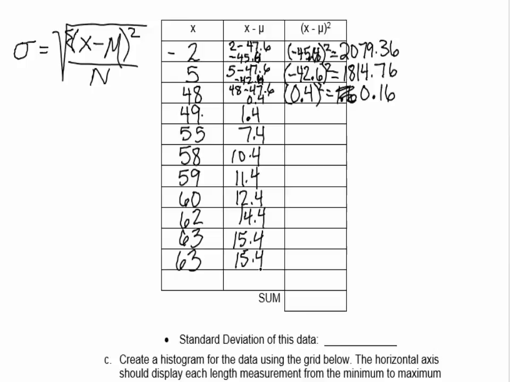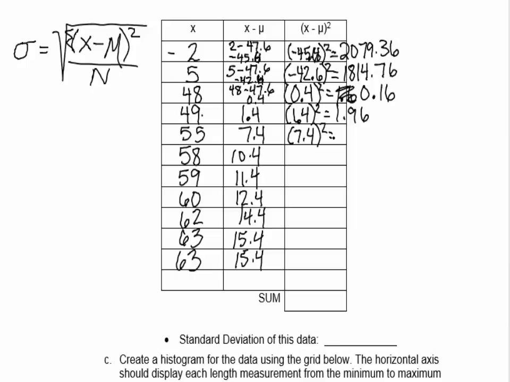Okay, let's talk about what they are squared. So Zeke, do you have 1.4 squared? 1.96, yeah. 7.4 squared. Do it real quick. You gotta do some work. 7.4 squared.